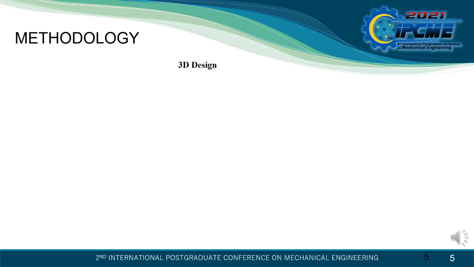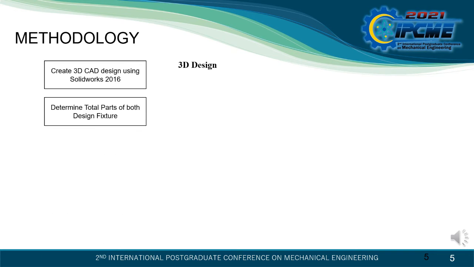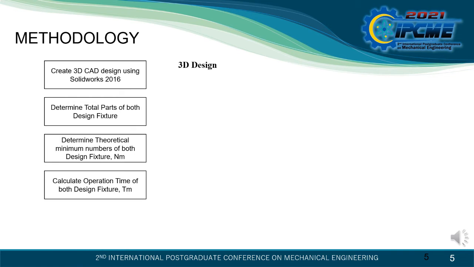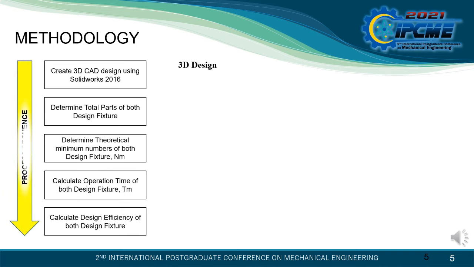In the methodology section, I will explain the process sequence. The first step is to create the 3D CAD design using SolidWorks software. I'm using SolidWorks version 2016. The second step is to determine the total parts of both design fixtures. The third is to determine the theoretical minimum number of both design fixtures, followed by calculating the operation time of both design fixtures, and the last one is to calculate the design efficiency of both design fixtures.